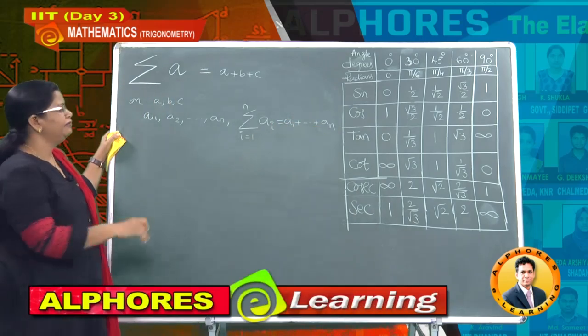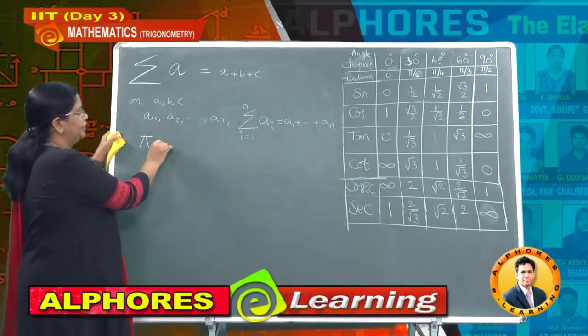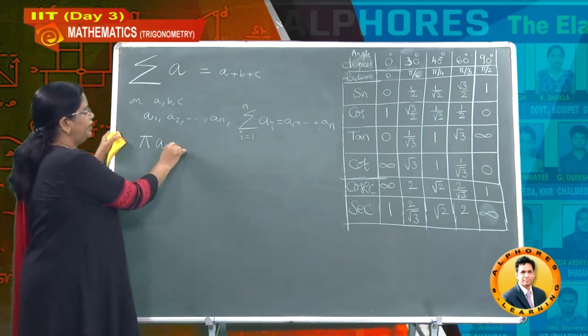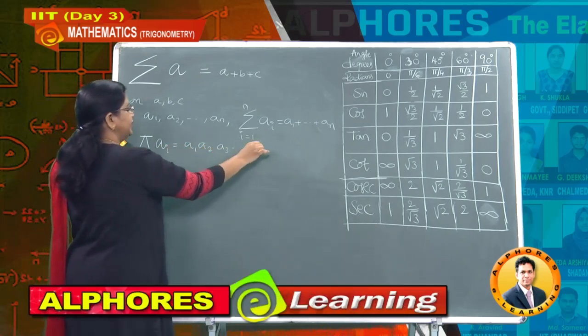In the same way, suppose I use the symbol pi, ai, then this represents the product of all these terms, a1 into a2 into a3 etc.